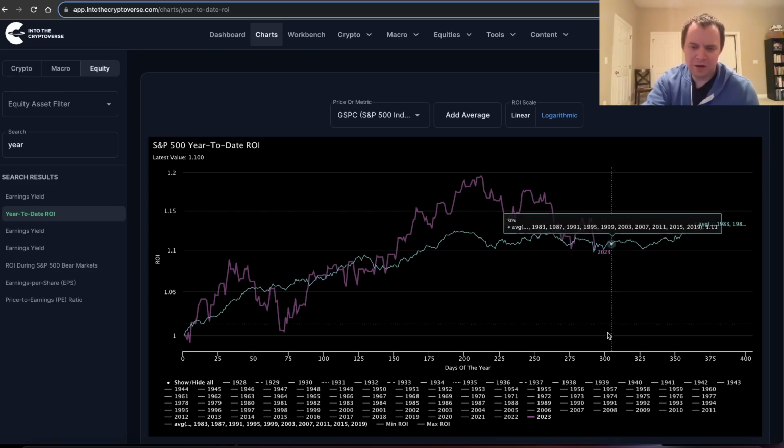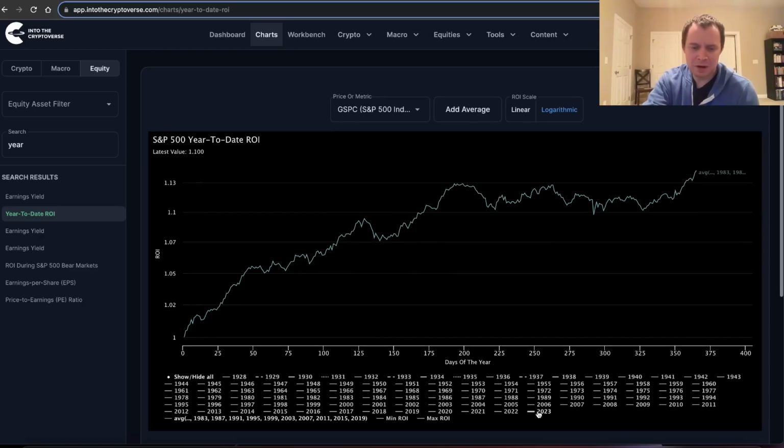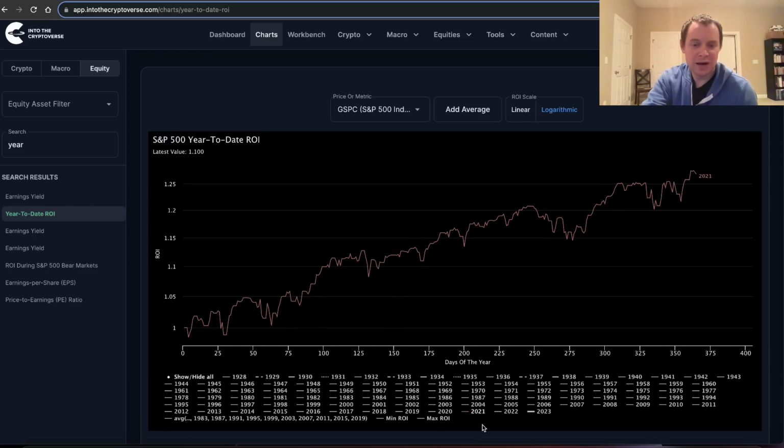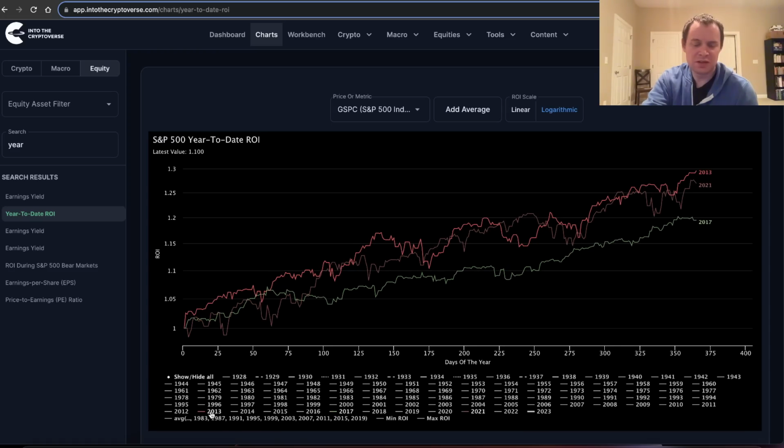One of the things you'll note is that there's often seasonality in markets, right? If you look at how the stock market behaves in 2021, pretty good, right? And then look at 2017, pretty good year. 2013, these are post-election years, right? They're pretty good on average.